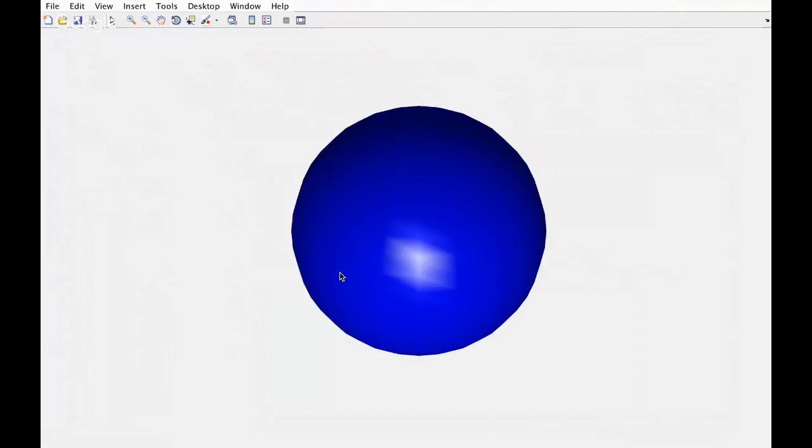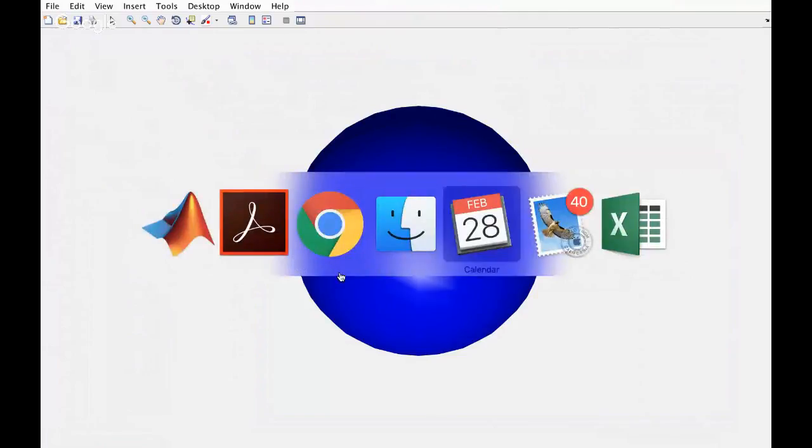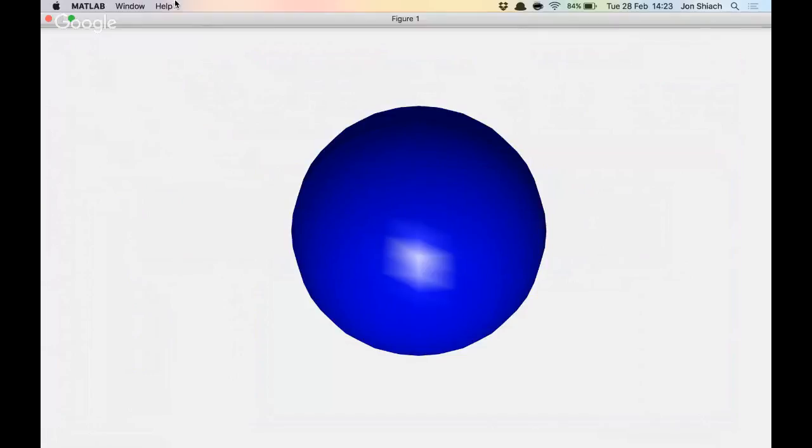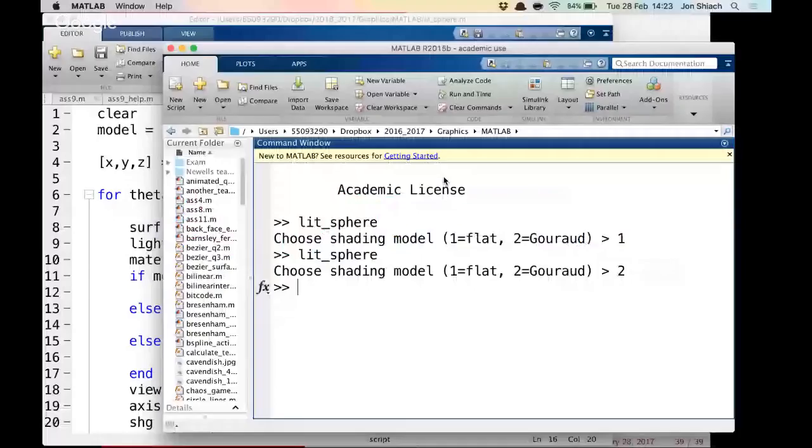Now, one thing was interesting. I wrote this program this morning, and I was going to do the Phong as well, but for some reason, I don't know whether MATLAB has not been paying their bills or something. What's going on here? For some reason, Phong just doesn't exist there anymore.